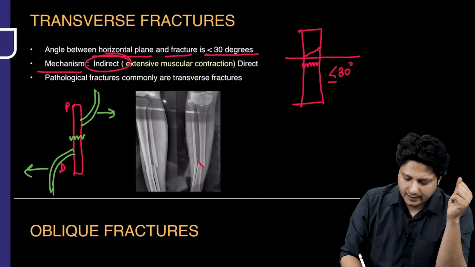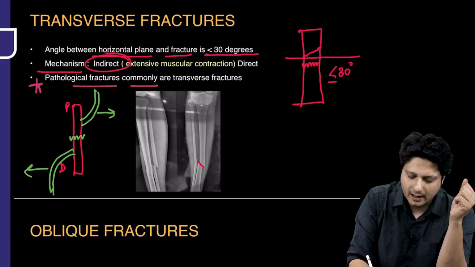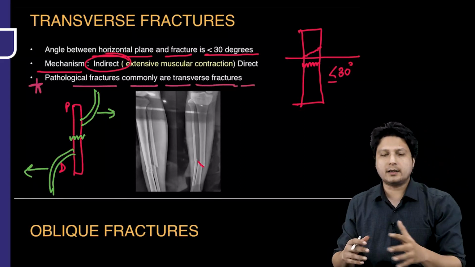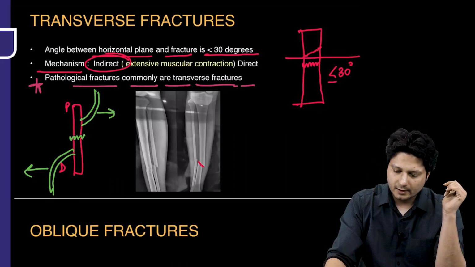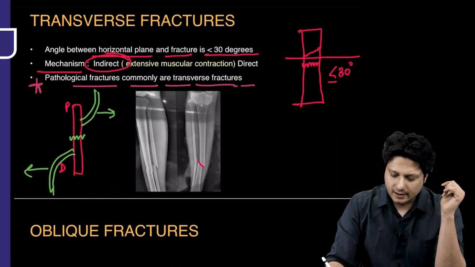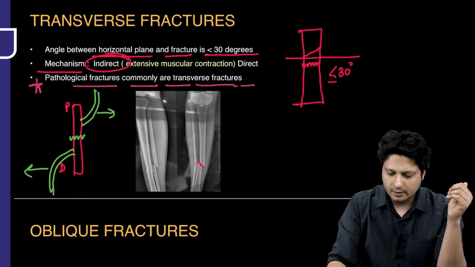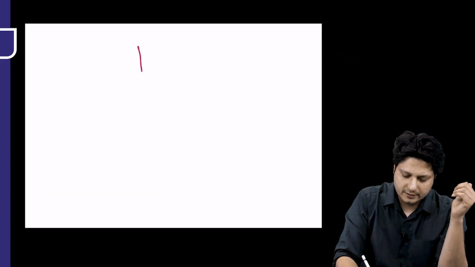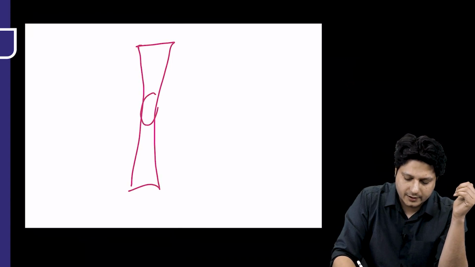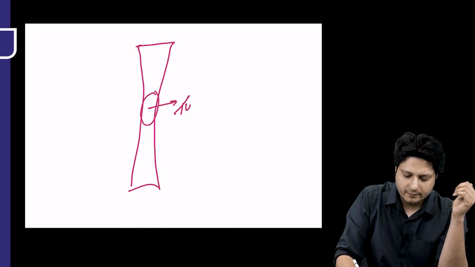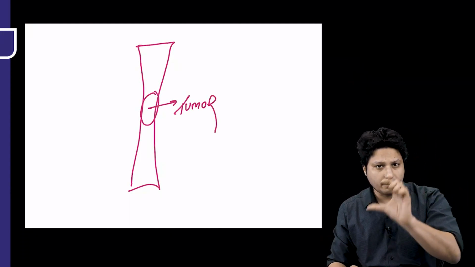Then there is a statement which has been written over here that pathological fractures commonly are transverse fractures. Now what do you understand, or what is the meaning of this statement? Just try to understand. Imagine we have a pathologically affected bone. Pathologically affected bone means, imagine this is a bone and here we have a lytic lesion, for example a tumor. Alright, so this is a weaker section in the bone.